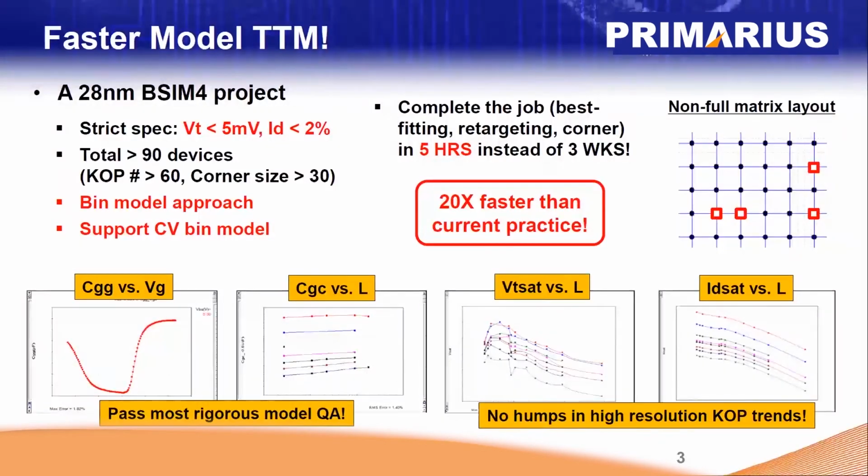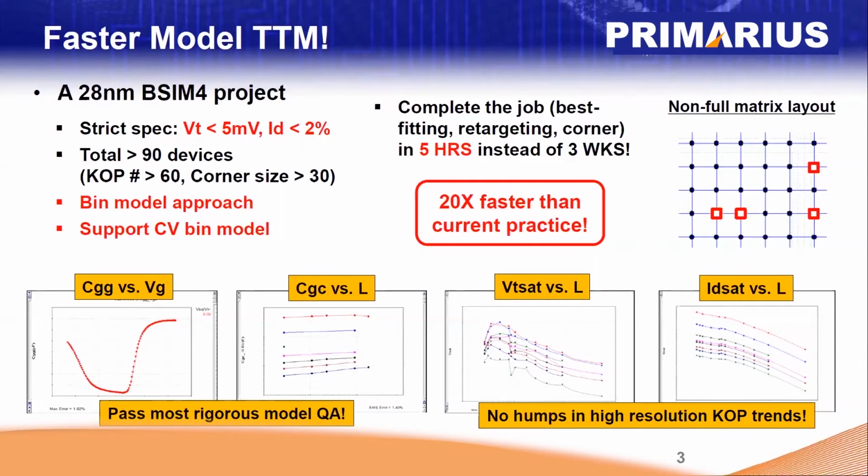SDEP can give you a faster model time to market, from weeks to only hours. By the end of 2020, we are targeting to reduce it further down to minutes. Here, we show you a very challenging 28 nanometer BSIM4 project with a lot of device sizes and a large array of KOP and corner targets. We use a bin model approach to ensure the highest level of accuracy while providing an on-the-fly QA inside the SDEP flow to guarantee the model quality.